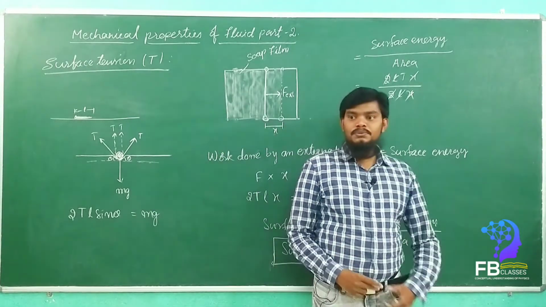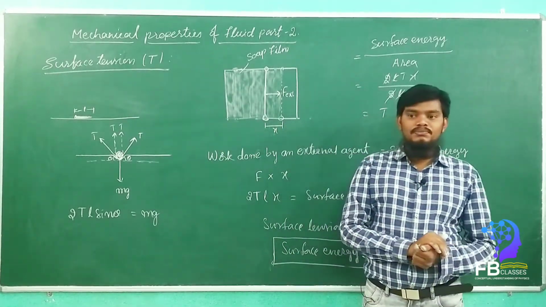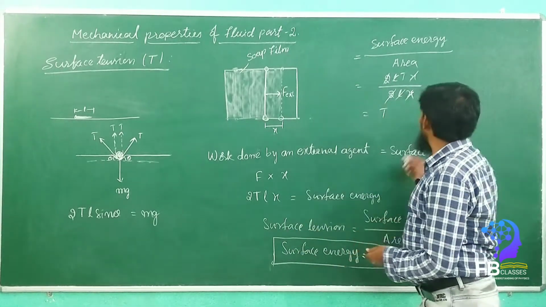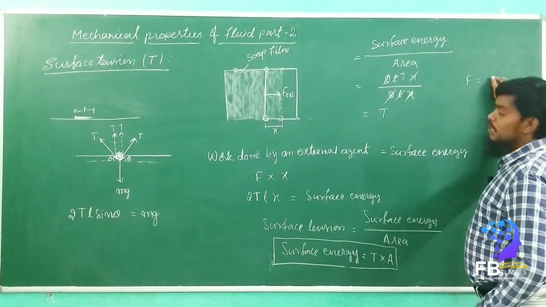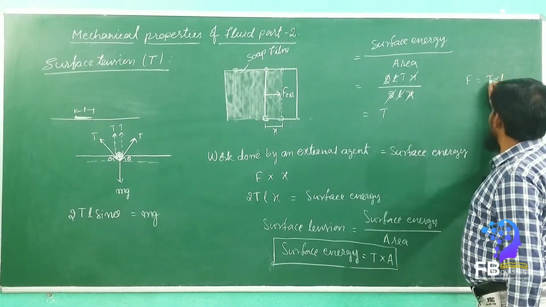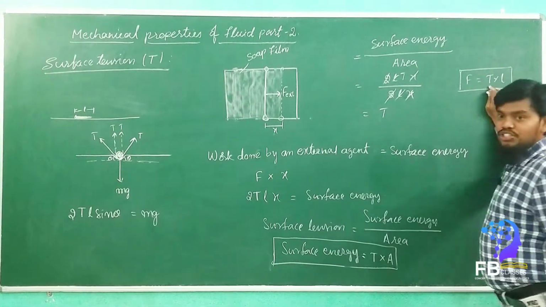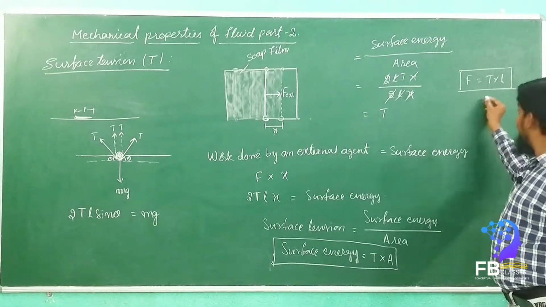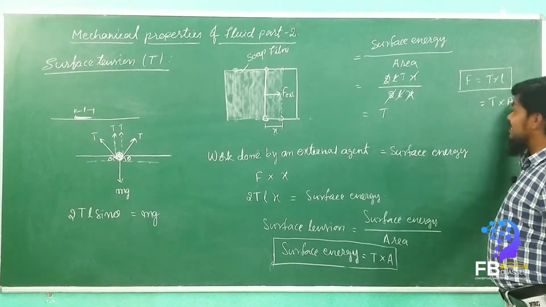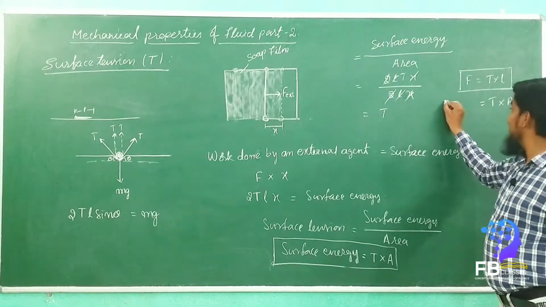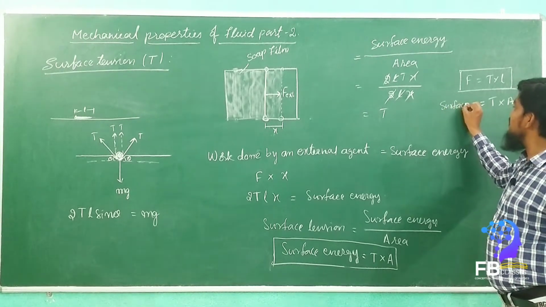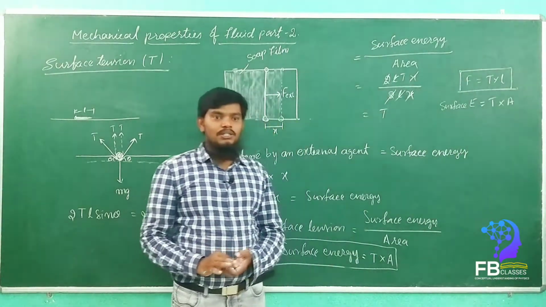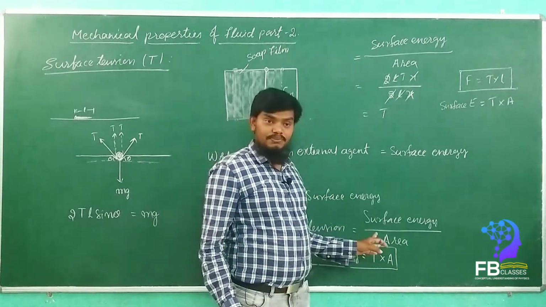If I know the surface tension, then I can find out the force. Force is equal to what, my dears? We already said that force is equal to surface tension multiplied with length. If surface tension is multiplied with the area, then what will come? Surface energy will come. Are you getting my point? So this is the second definition.